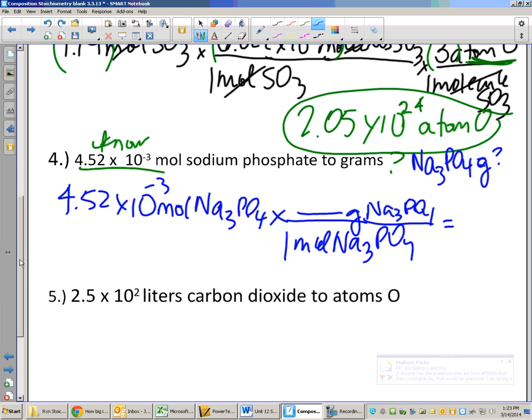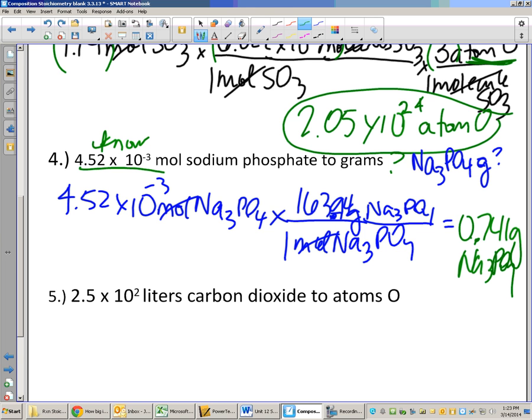And you don't always have to show your work unless I ask for it. You can calculate that in your calculator. By all means, do it. 163.94 grams per mole. So moles and moles cancel. Left with grams, yay. Final answer? Make sure you put that negative in on the 3. Okay, it's 0.741 grams of sodium phosphate. 0.741.